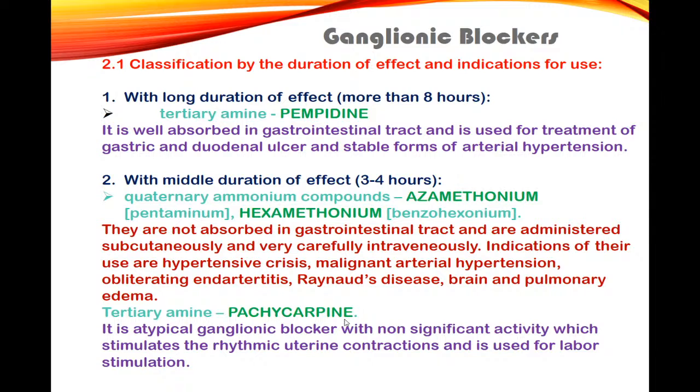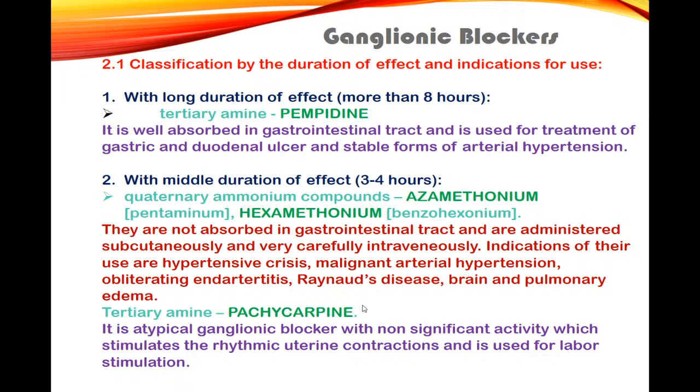And the third one, pirilenum. It is a tertiary amine, acting a little longer, up to 5 to 6 hours. It belongs to the so-called atypical ganglionic blockers because its activity on ganglionic receptors is non-significant. But we use its stimulating activity on the uterus. It stimulates rhythmic contractions and can be used for stimulation of labor.